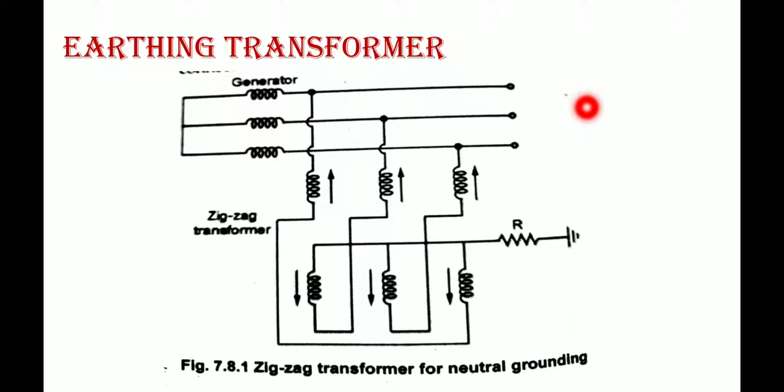The first thing I told here is that the zigzag transformer does not have a secondary winding, and it consists of 3 limbs, and each limb consists of 2 identical windings. One set of the winding is connected in a star fashion. For what purpose is it connected in star fashion? In order to provide the neutral point, but in case of a delta connection, there is no neutral point. So that is the reason.